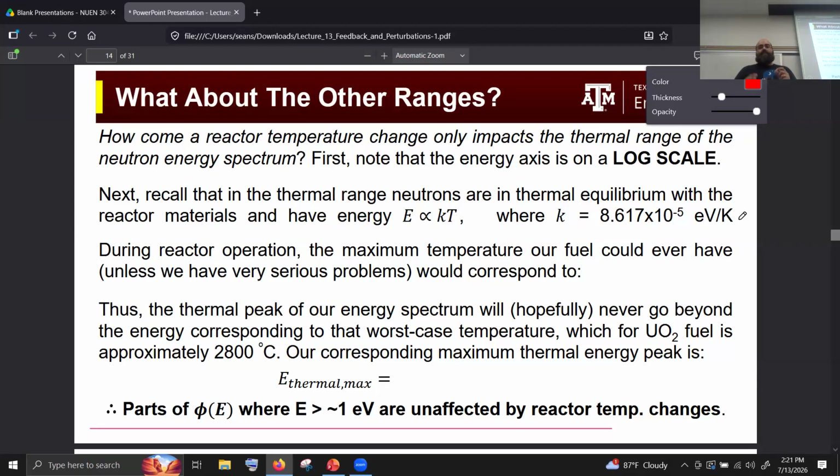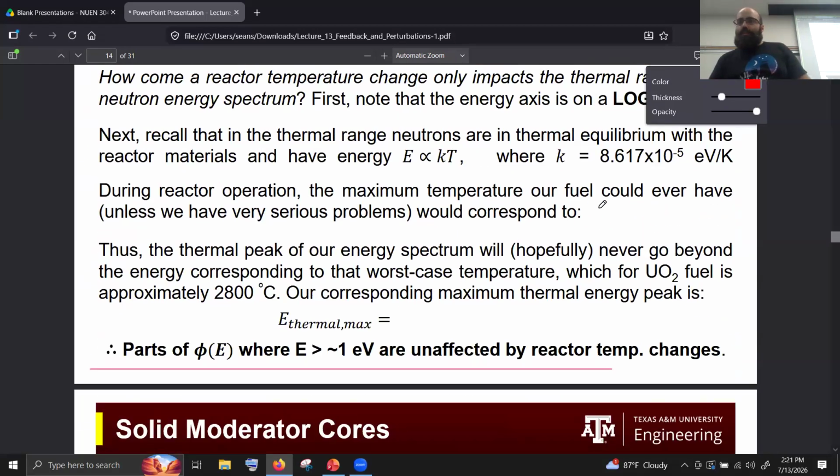And so to see where that thermal range would stop, we just maybe want to ask the question, what's the highest temperature that our fuel and therefore our reactor could ever really get to before we had very serious problems? What would be the limiting temperature of the fuel in our reactor before things get really, really bad? Perfect. Yeah. So it corresponds to the T to the melting point.